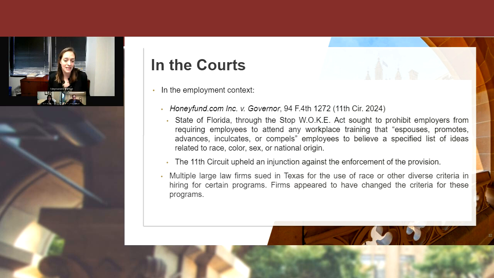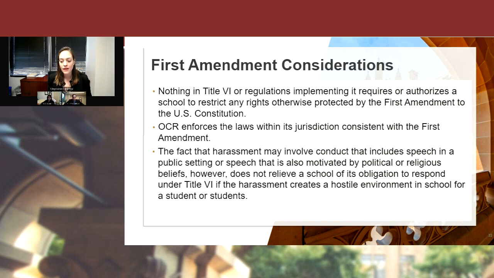And that was because they were saying that this is really just swapping out one set of ideals for another, and it was a violation of the First Amendment to do so. So really just focusing in on some First Amendment considerations.